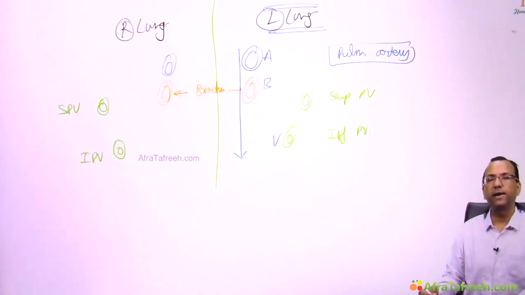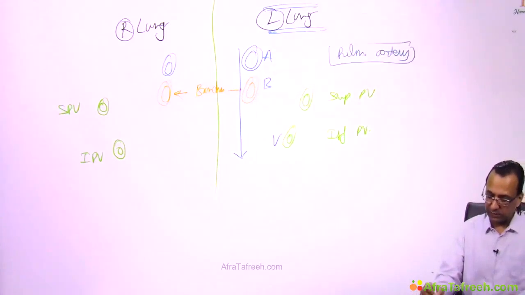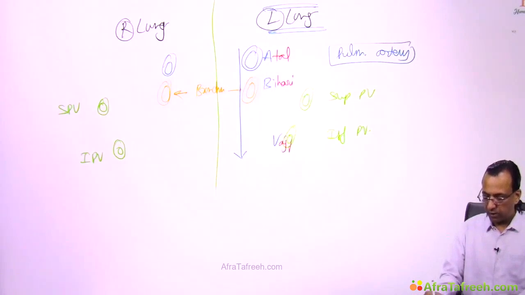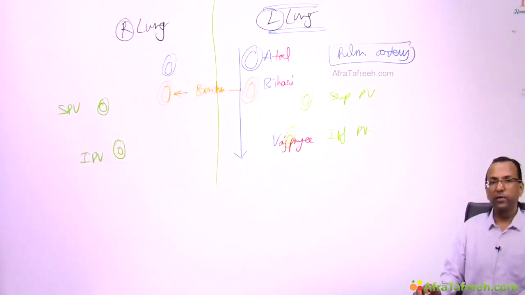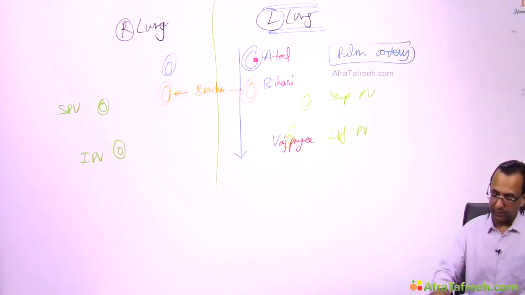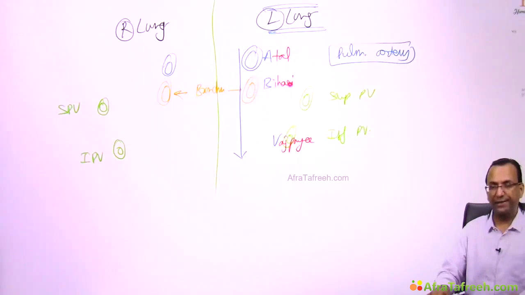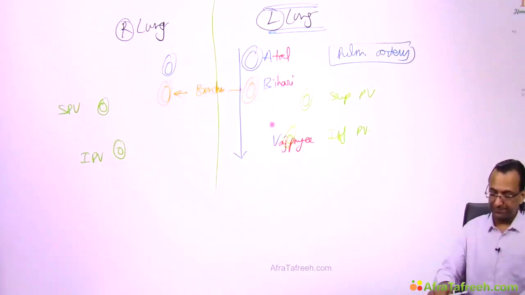We used to remember it by a mnemonic, superior to inferior: Atal Bihari Vajpayee. The artery is more superior, the bronchus is in the middle, and then the vein is inferior, the inferior pulmonary vein here.